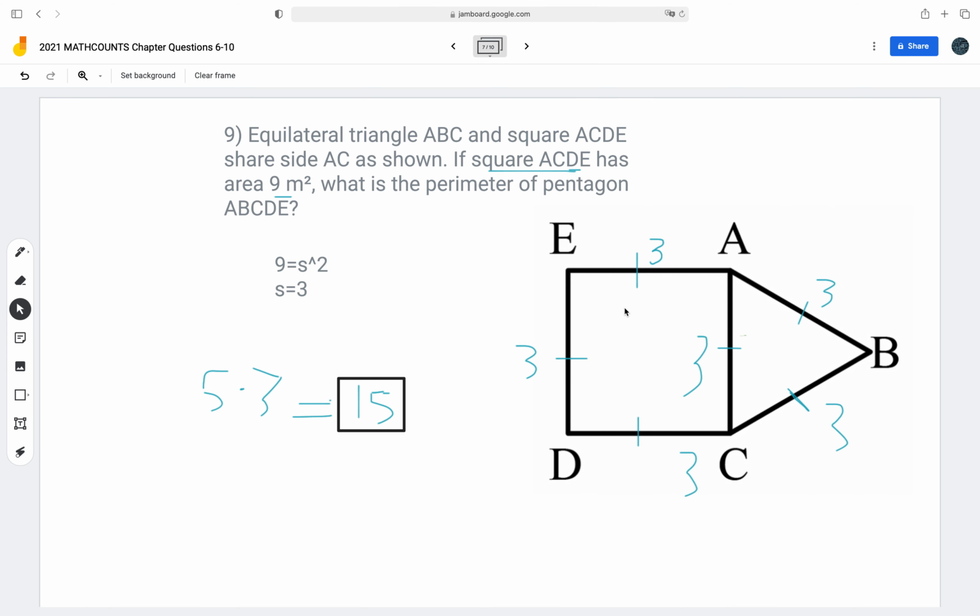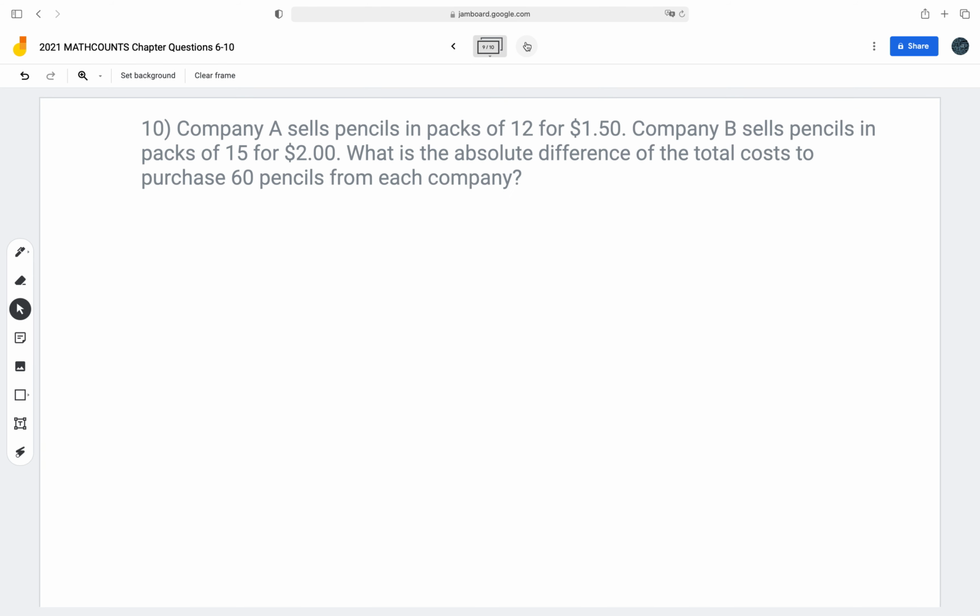So you just have to break out the problem, know what you know, and just apply what you know in geometry, and then you'll get the right answer. So, cool. Moving on to the last problem for today.